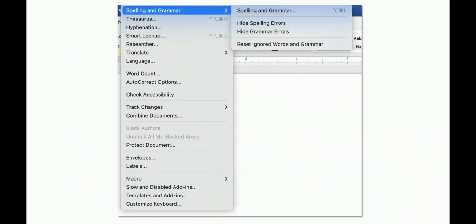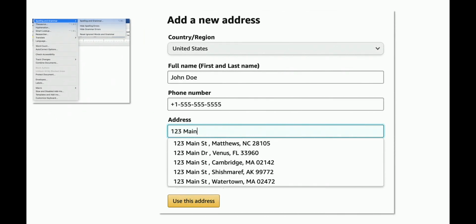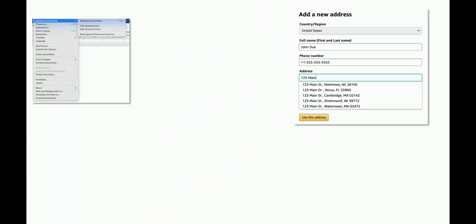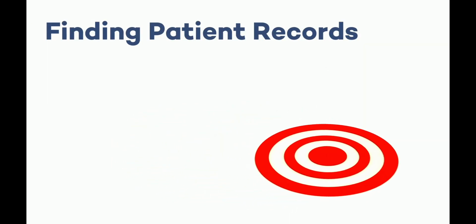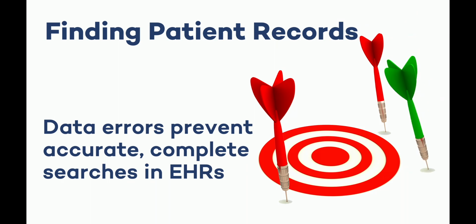It's too bad our systems don't have spell check, for example, but they should. Or have auto-completion of addresses, like when we're buying things online, but our EHR should. And these error types are the root cause of why EHR searches fail often. That's why we have duplicates and overlays.